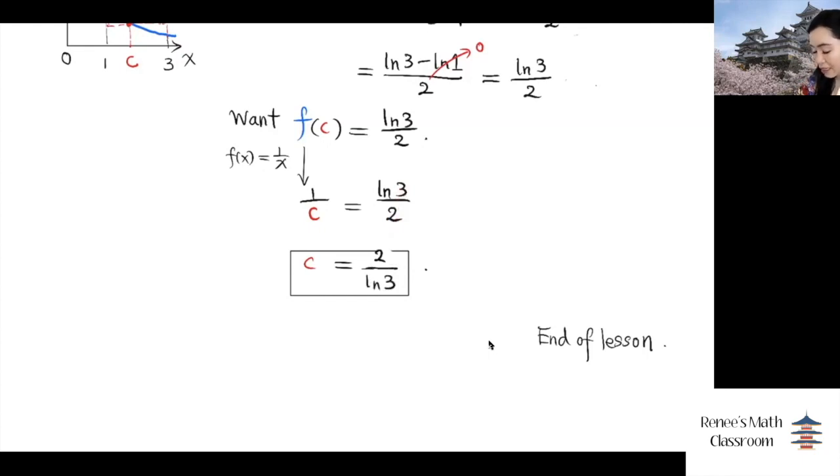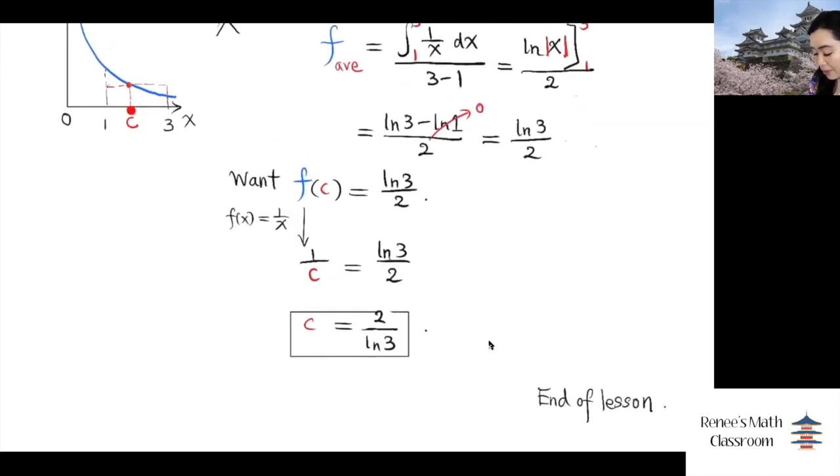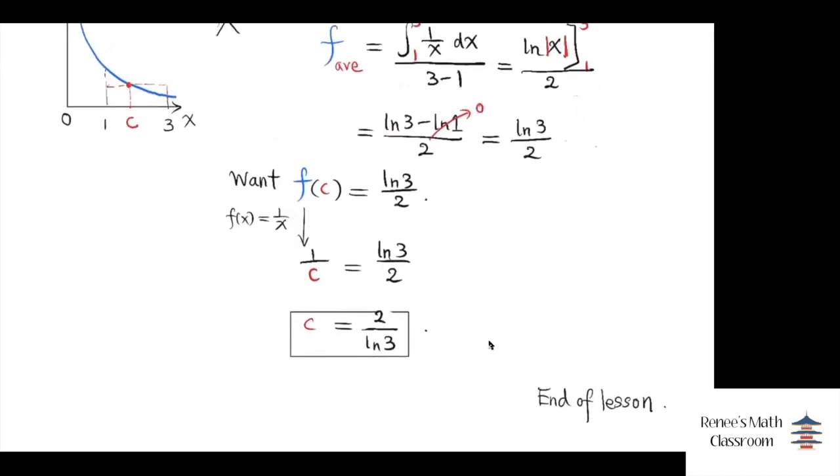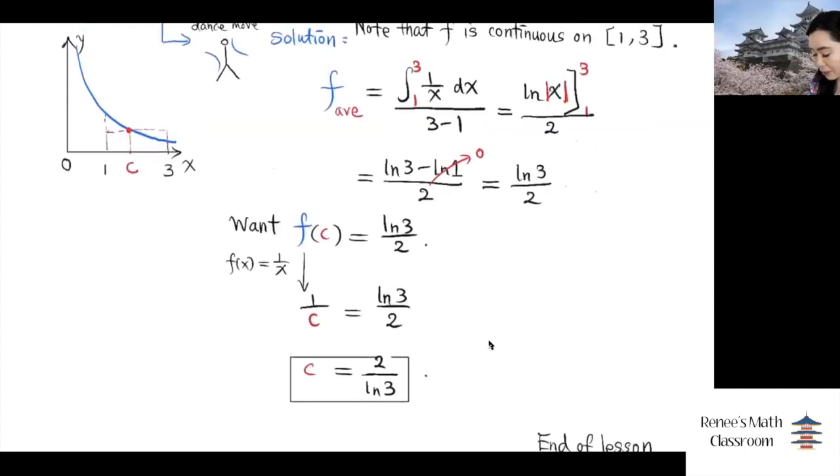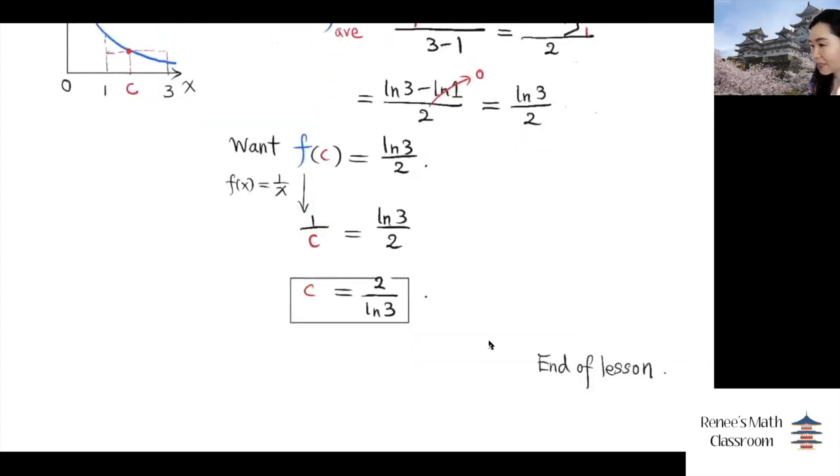So when c is equal to this, then the function value will be equal to the average value of the function. So you found the c. In your homework, you're going to be asked to do something like this: find the c. So that's the end of our lesson today.